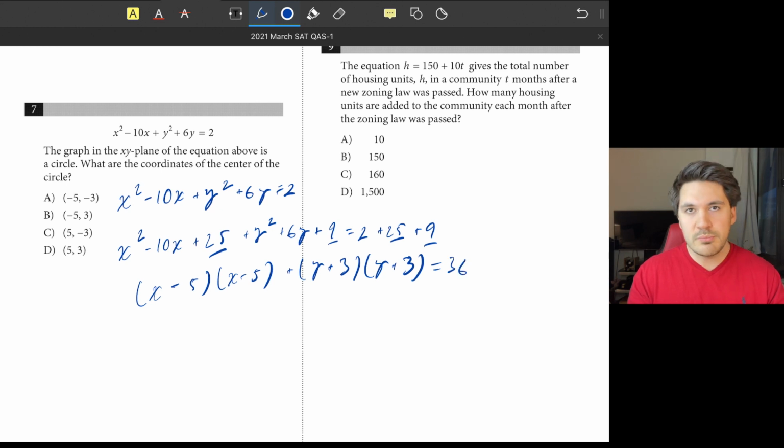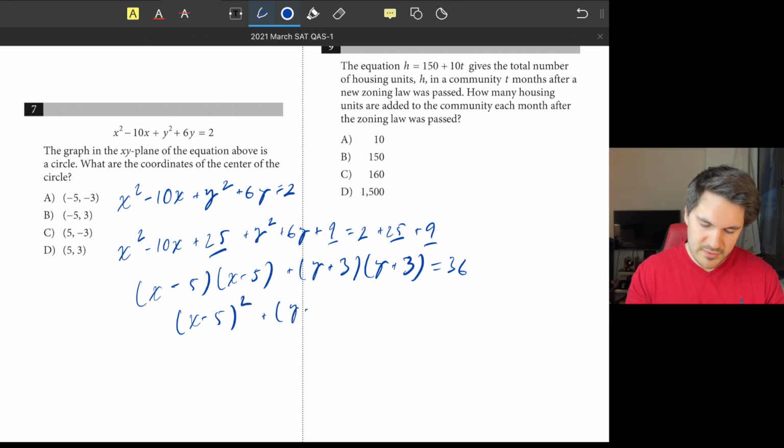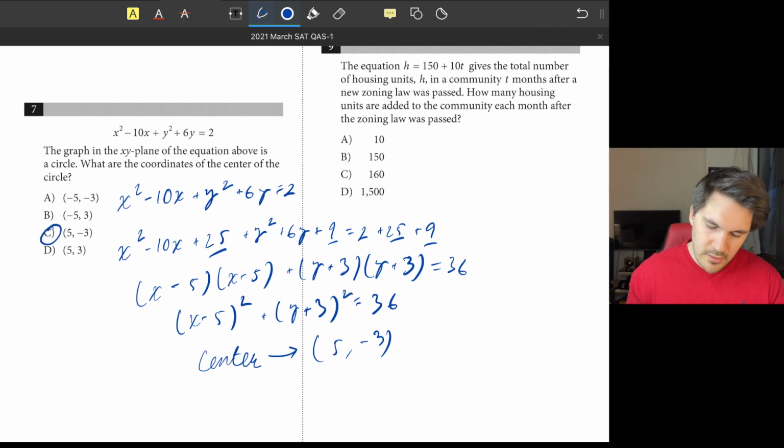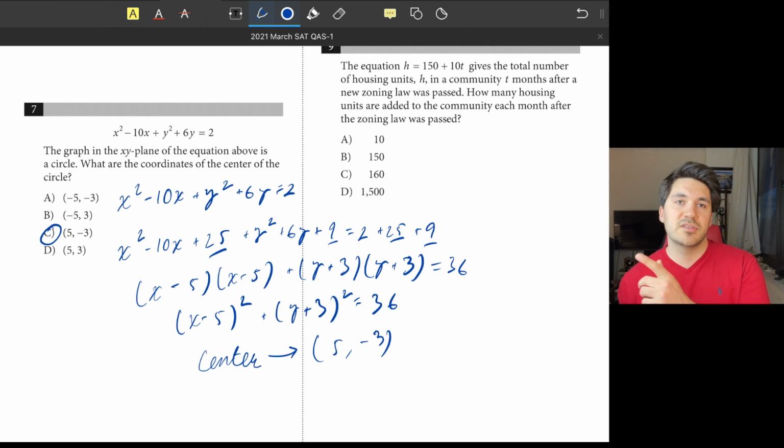So the equation becomes (x − 5)² + (y + 3)² = 36. So the center is going to be at (5, −3). So our answer is C. And the radius, just so you know, is going to be 6 because it's going to be the square root of 36.